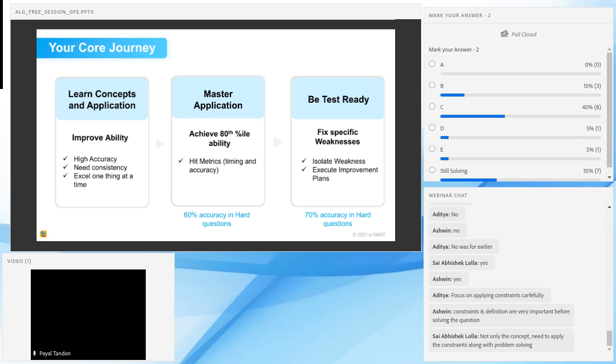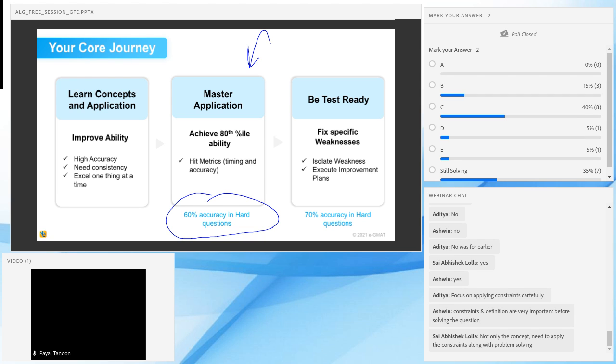But as you move from stage one into stage two, what you see is that the threshold actually reduces. Here, that 80 percentile ability that you're targeting translates into 60% accuracy in hard questions. You still have a high accuracy, 80% accuracy in medium questions, but in hard questions, it's okay to answer questions incorrectly because these are hard questions.